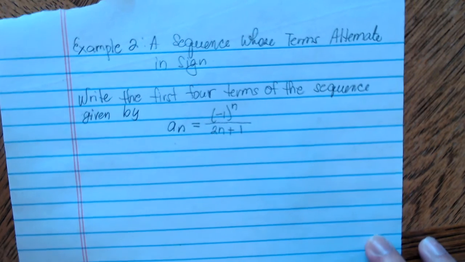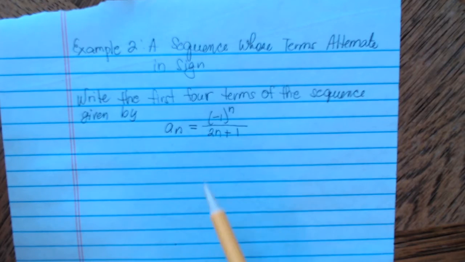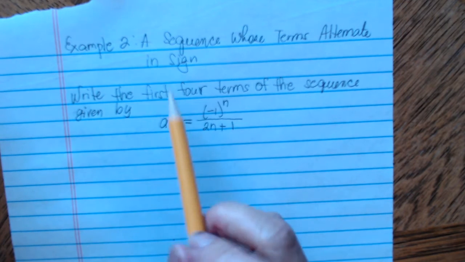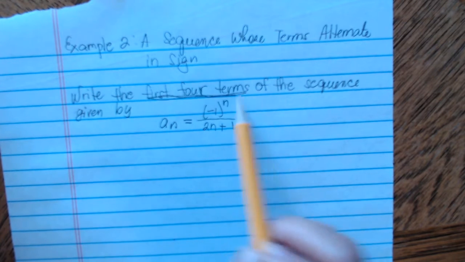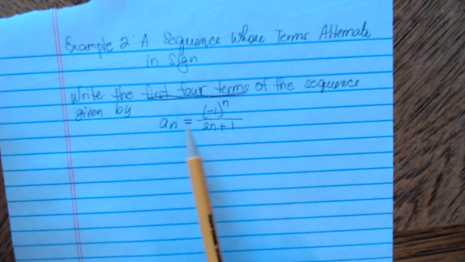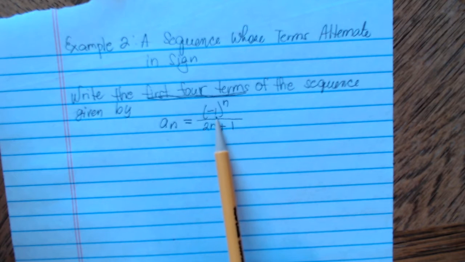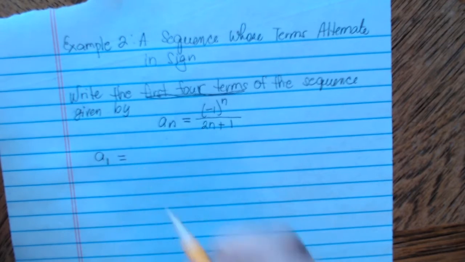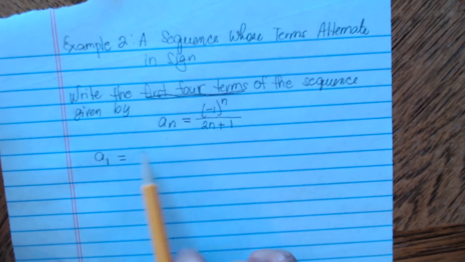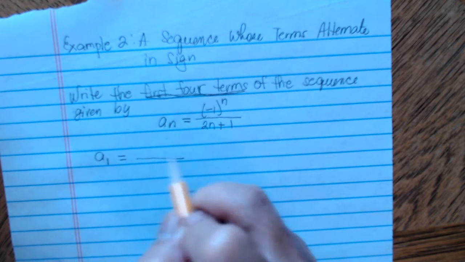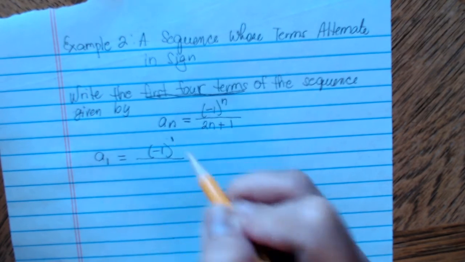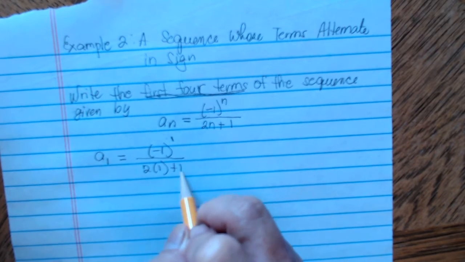Okay, this time our example is about a sequence whose terms alternate in sign. So here's the example. We are asked to write the first four terms of the sequence given by a sub n equals negative 1 raised to n over 2n plus 1. Since we want the first four terms, we're going to have a sub 1 and plug in 1 to every n. So we have negative 1 raised to 1 over 2 times 1 plus 1.